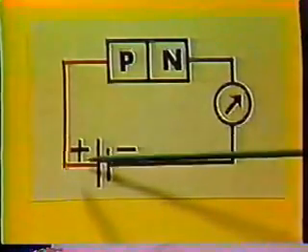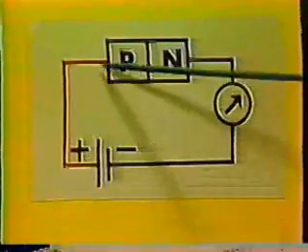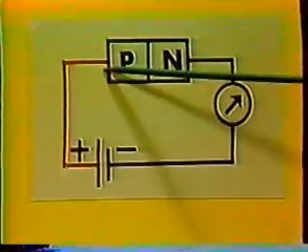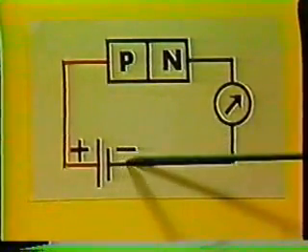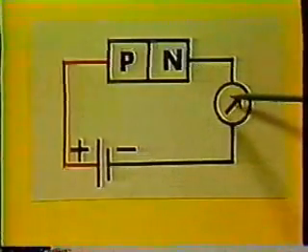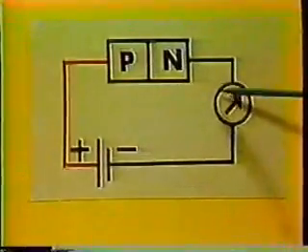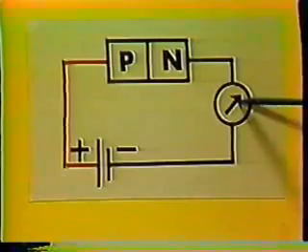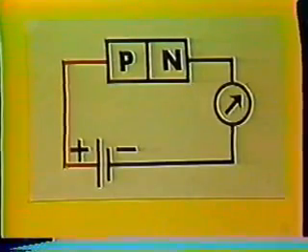If a DC voltage from a battery is applied with the positive terminal of the battery connected to the P-type material and the negative terminal connected to the N-type material, the P-N junction will conduct and a large current will flow. Under this condition, the junction is forward biased.